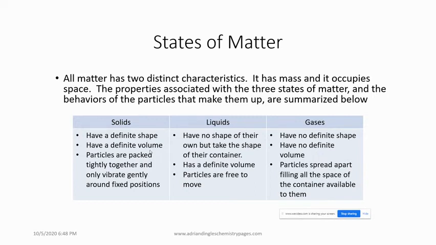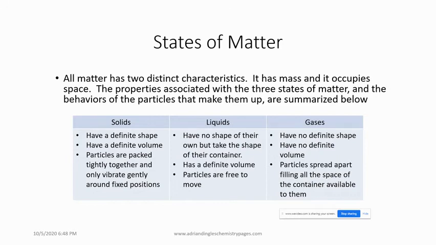Solids have a definite shape, a definite volume. They're packed tightly close together, and they vibrate in a fixed position. So they can't leave that fixed position. They're stuck there. Liquids take the shape of their own container. Now, the difference between these is that these have stronger intermolecular forces than these do. Okay, so because of that, they don't have a shape, but they still have a volume.